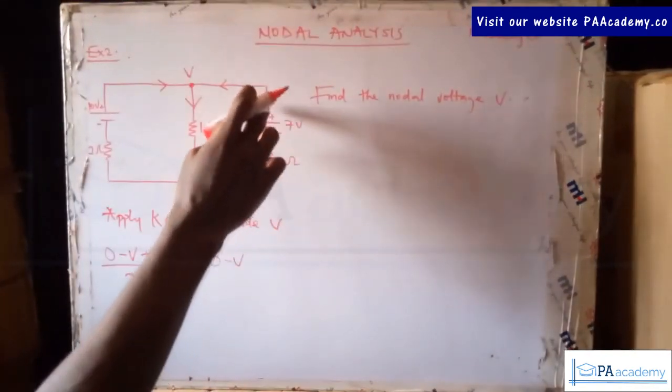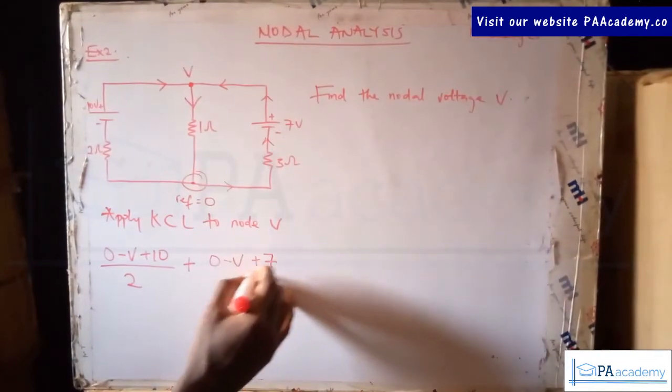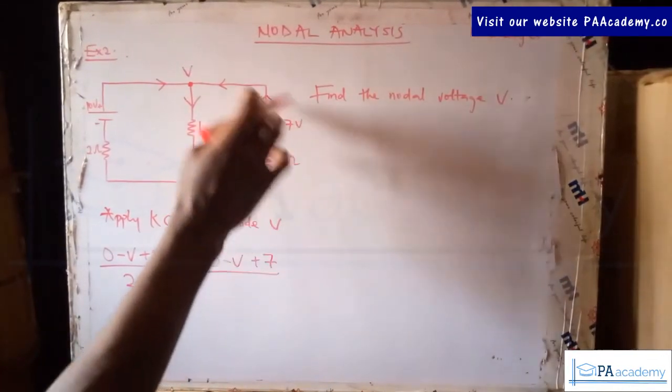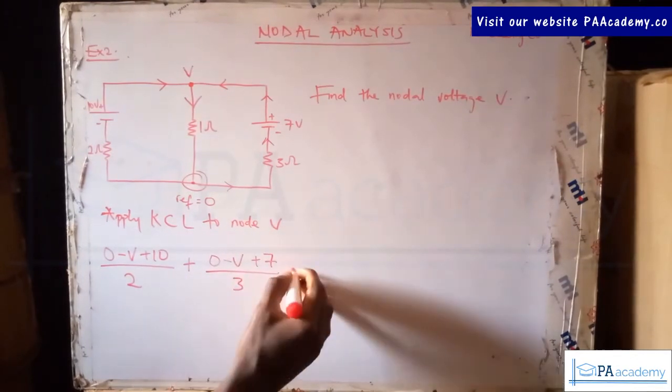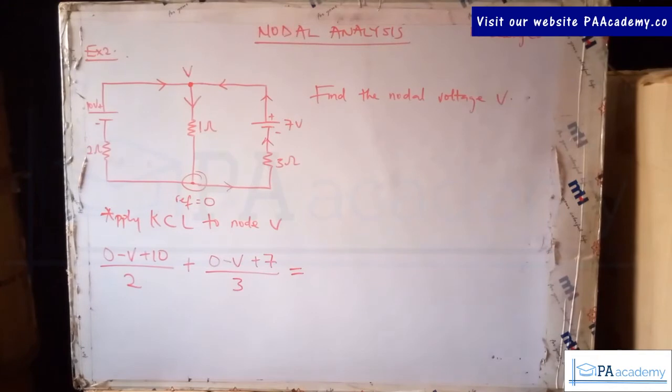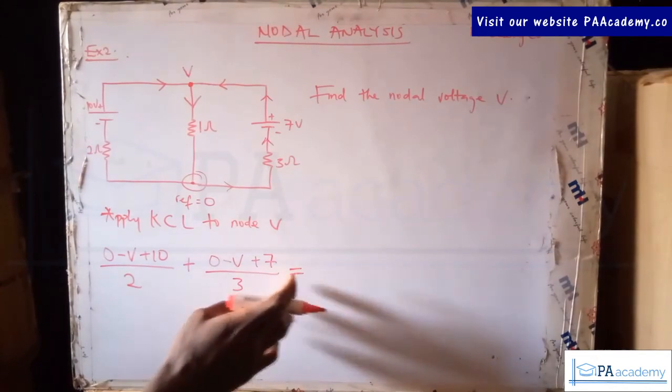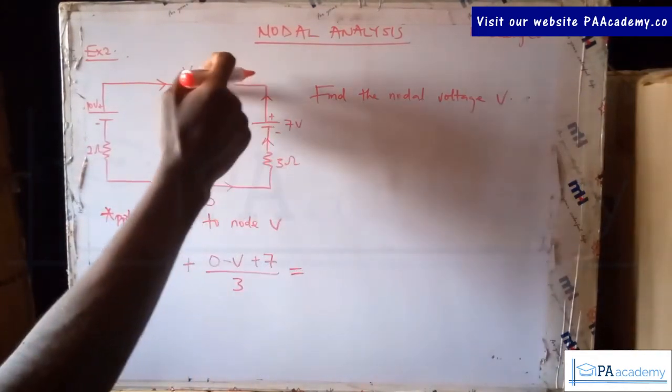So this is minus to plus, that will be plus 7. Then divided by whatever value resistance you're having in between. So that will be divided by 3. Then you have equals to. Now the reason we're having equals to is that these are the only two currents that are going into V.